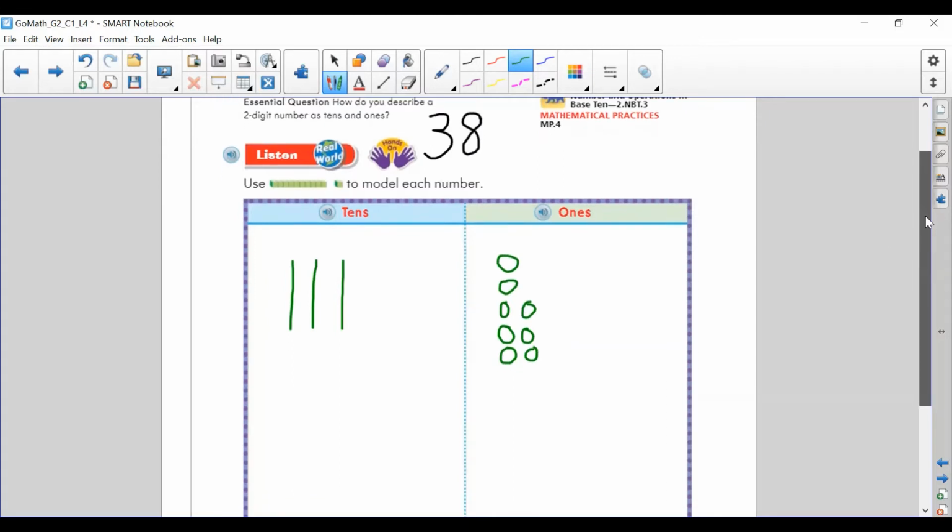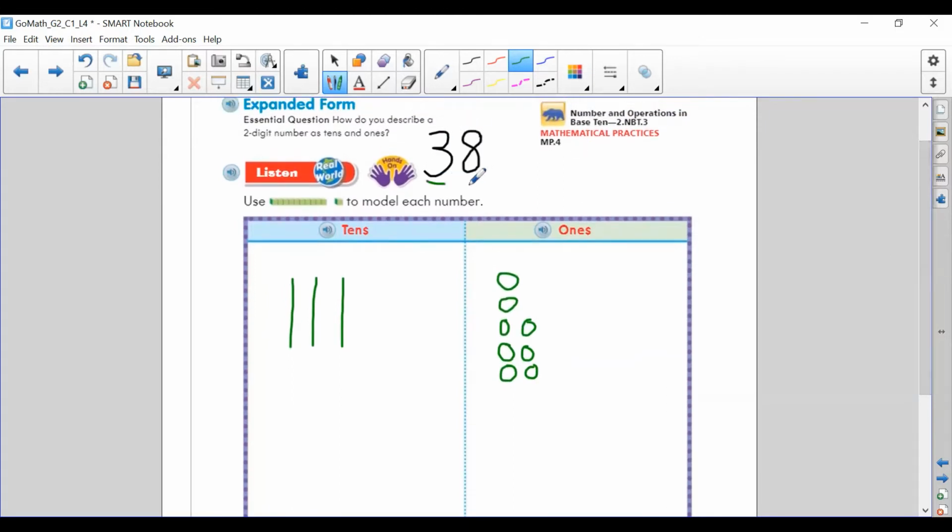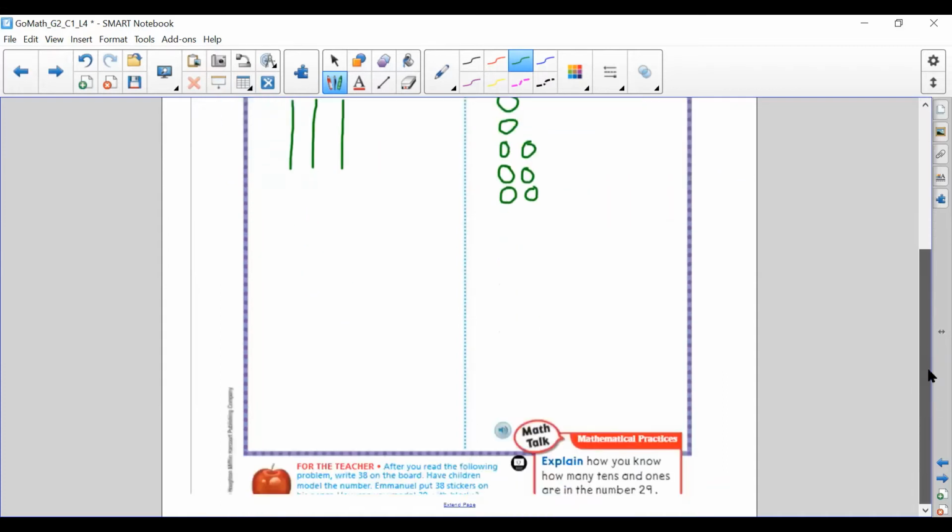Now, let's just imagine that the digits 3 and 8 were reversed. What if it was 83 instead of 38? Well, that would be 8 tens, so you would have to draw 8 tens here and only 3 ones right here. And which number would be larger? The 38 or the 83? Well, if you said 83, that is correct. So let's go down to the math talk.